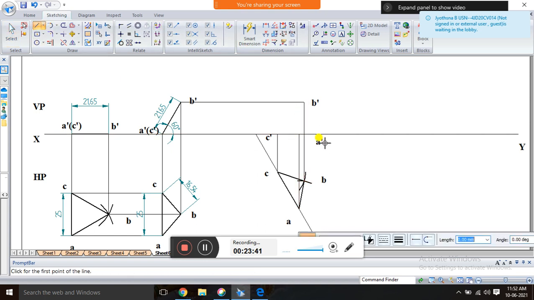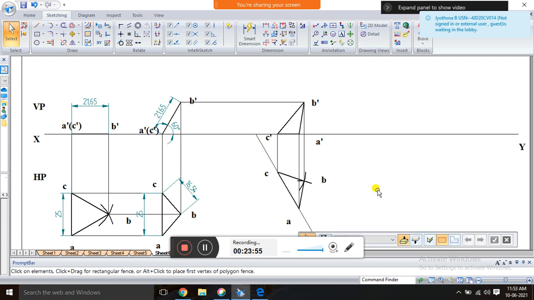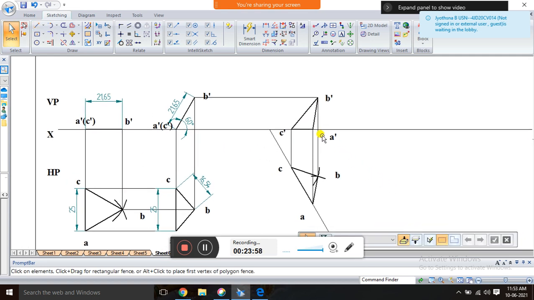And once we got all the points, then join A dash to B dash, B dash to C dash, then C dash to A dash. Okay, so this is the final front view of the third position. And once you complete all the positions, then you have to show the arrow marks. This B dash is projected like this, this is projected upward, and here it is downward. Okay, like this you have to show the arrow marks, means the projection direction you should show.